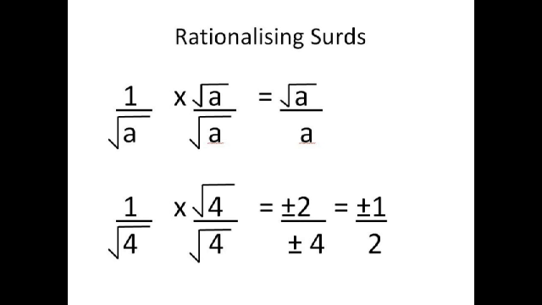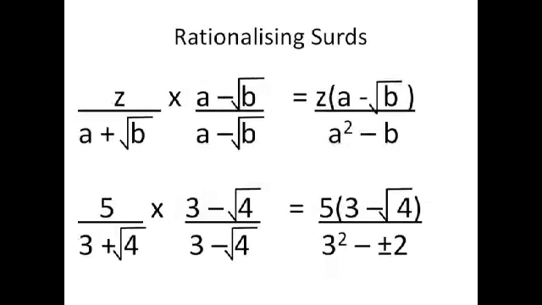So for example, 1 over root 4, we don't want root 4 on the bottom, so we'll times top and bottom by root 4, and we'll get root 4 over root 4 times root 4, which is the same as root 4 over 4, which is plus or minus 2 over 4. So we'll get plus or minus 1 over 2, which is plus or minus a half, and if we go back, we can see that 1 over root 4 is obviously 1 over plus or minus 2. So they're equal.